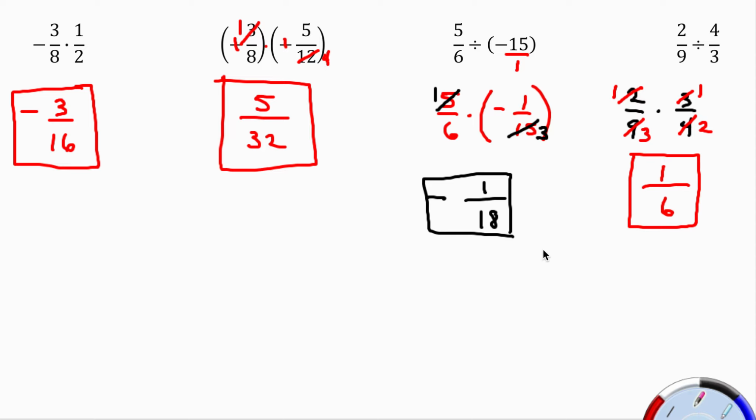Okay, multiply, you simplify and multiply straight across. Divide, you change it to multiply by copy, dot, flip.